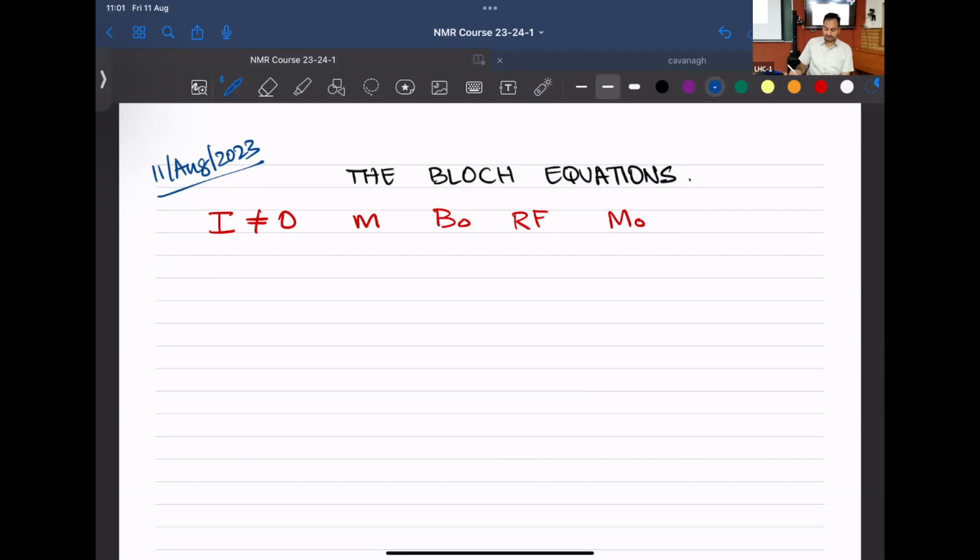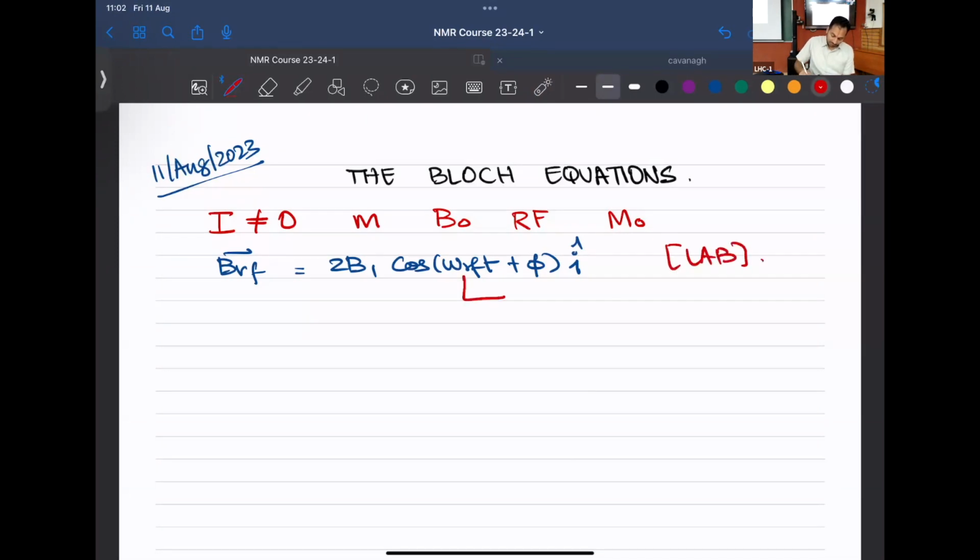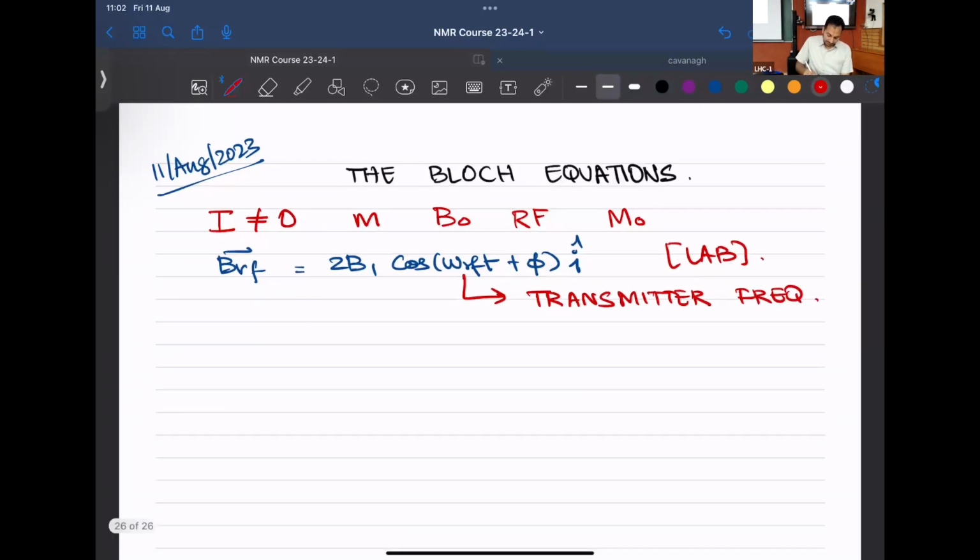In yesterday's class, we started to develop a bit of formalism. We first defined what light is. We defined it such that you have 2B1 cos(omega RF t plus phi) along I. This is still in the lab frame. And the omega RF is sometimes also referred to as the transmitter frequency, and B1 is the amplitude of the wave of the RF pulse that's being applied.